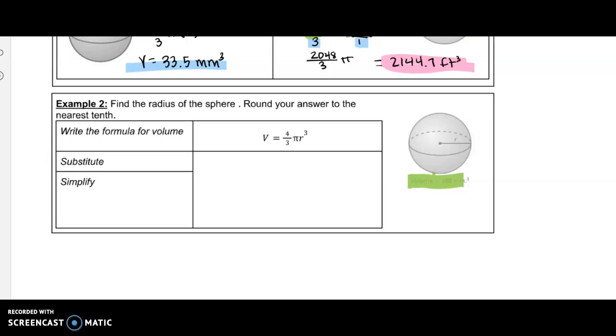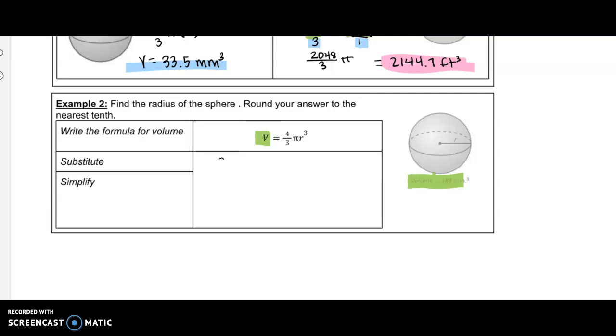All right, so now we're going to find the radius of a sphere. And so we have volume equals 4/3 pi times your radius cubed. So they gave us the volume in terms of pi, which makes this a lot easier. So we have to plug in our volume for V.